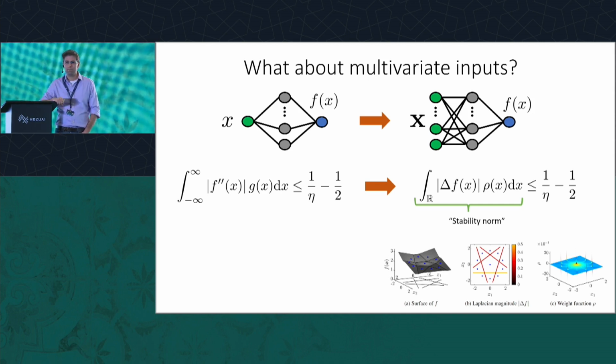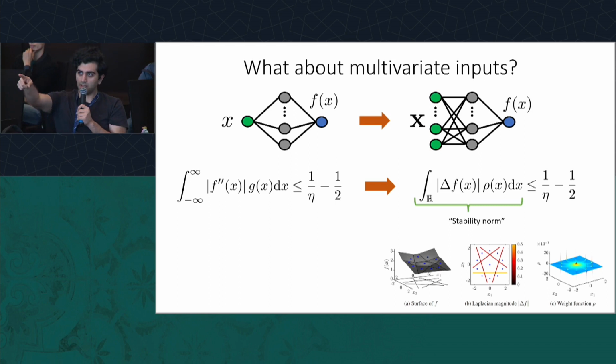I see. Another question: is this stability norm for the multivariate part an upper bound on the R norm, or is it at all related? Is it an upper bound on the R norm? I don't see why, but if you can prove it, maybe it would be nice. Okay.